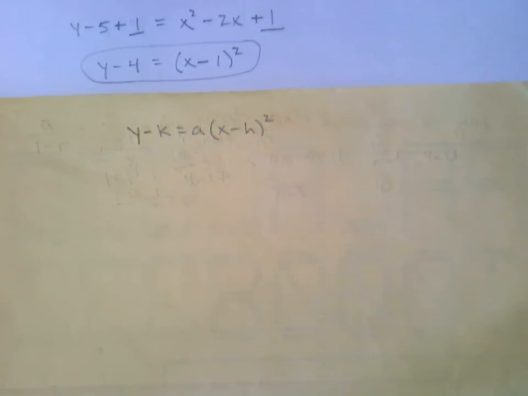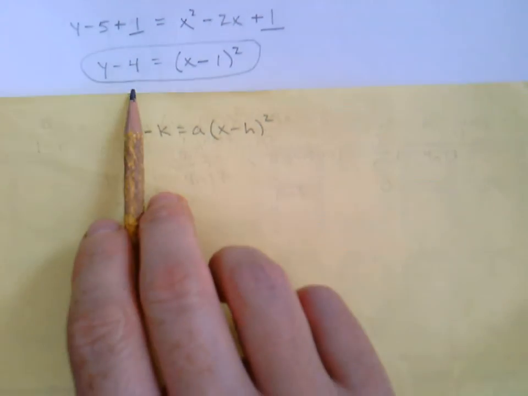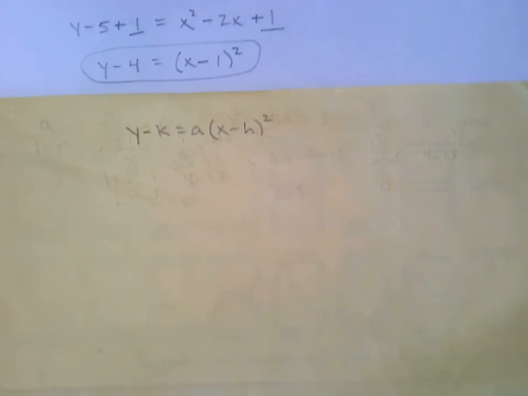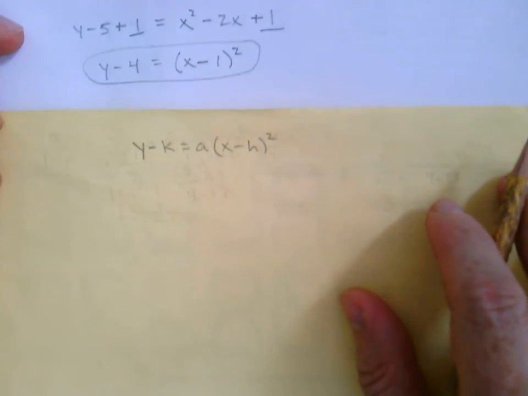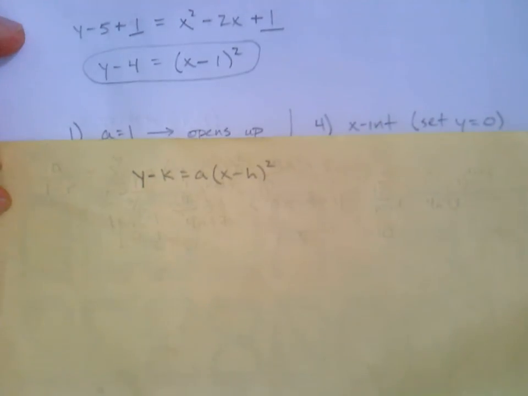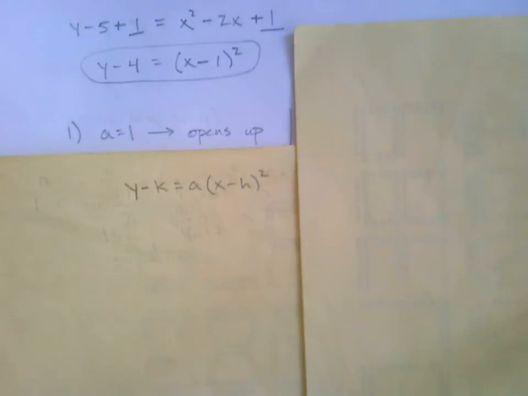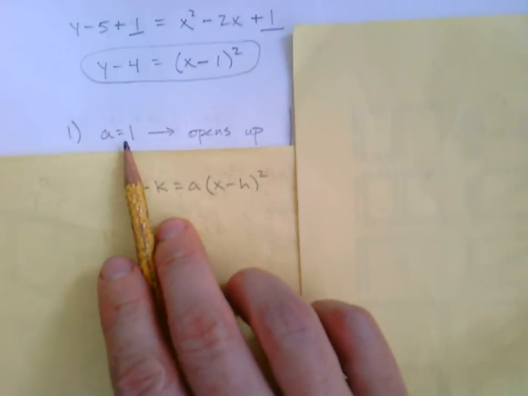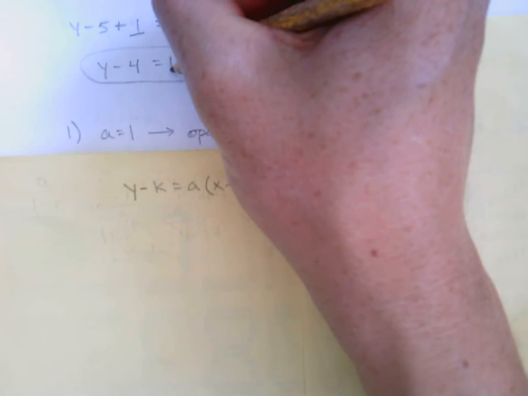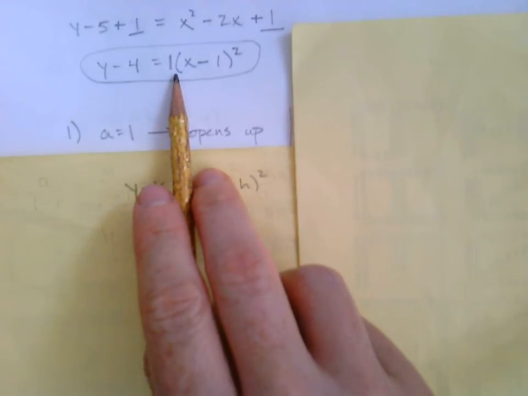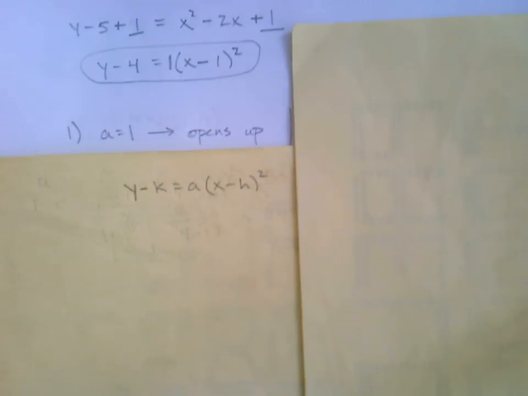Now it's time to graph. Well, I don't have enough information just from that equation. I need to get some more out of it. So let's go through them. And I see I have some work over on this side. Let me cover that up. First, which way does it open? Well, we don't see it, right? But the A is here in front. It's a 1. A equals 1, so we know this will open up.